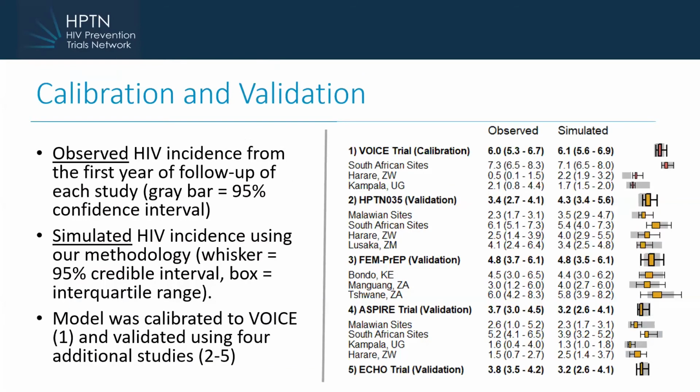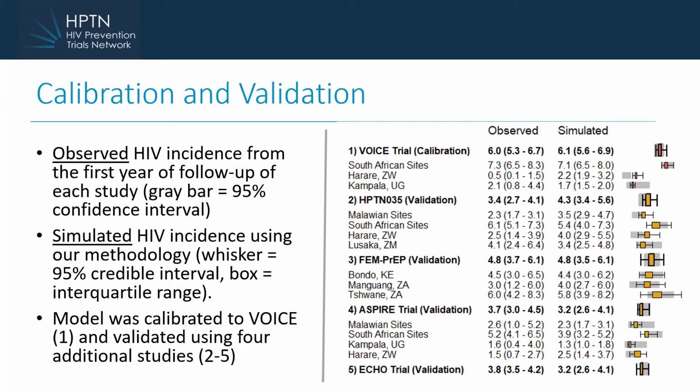Our full model was calibrated to observed incidence in the voice trial, and we validated the model by applying it to the control arms of 4 additional studies, each enrolling African women. This included the 2 studies that we used to validate the voice risk score, HPTN-035 and FemPrep, as well as 2 additional subsequent studies, the Aspire trial and the ECHO trial.